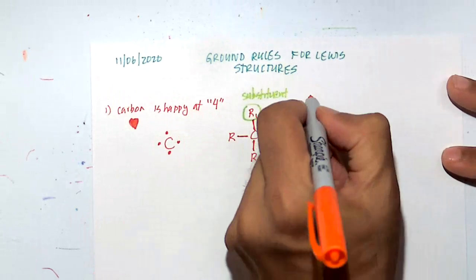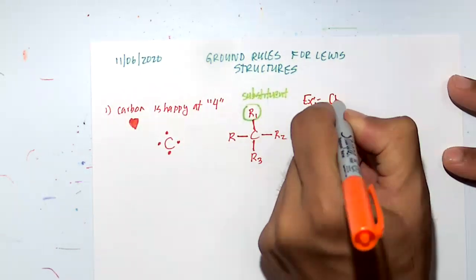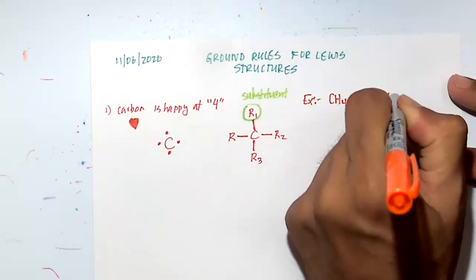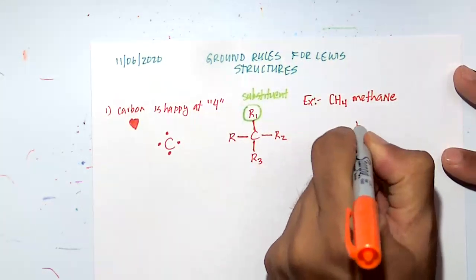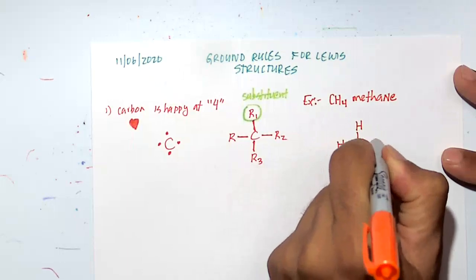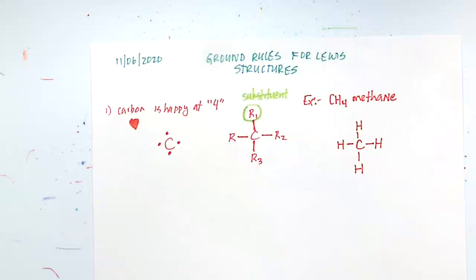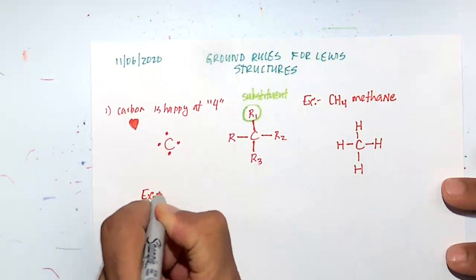Let's do an example here. Let's replace the R's with hydrogen, and we'll get CH4, which is methane. Single bonds, these are all covalent molecules. So carbon loves 4. Here's another example where we have it with a double bond.